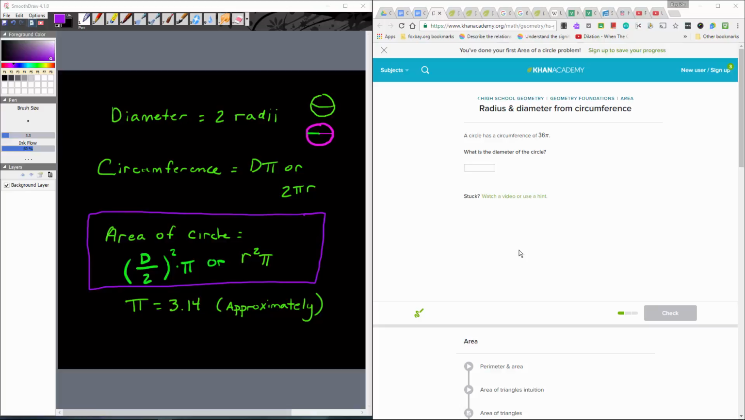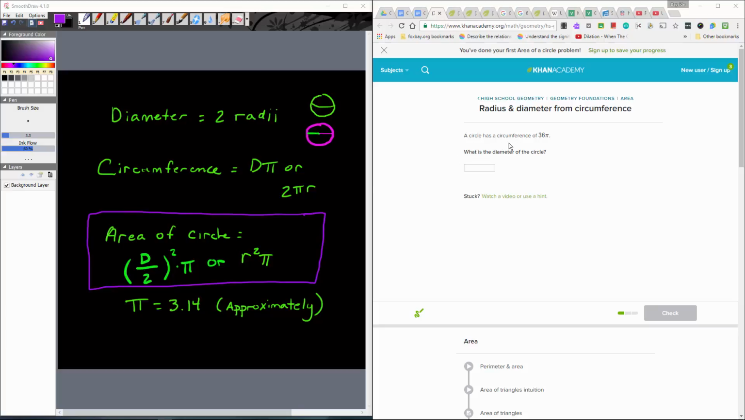All right, so this video will focus on, again, radius and diameter, but now we're going to go from circumference. So instead of solving the way that we were doing earlier, where I told you what the radius or the diameter was, and then you had to identify the circumference, you're now going to get the circumference and have to go the other way.